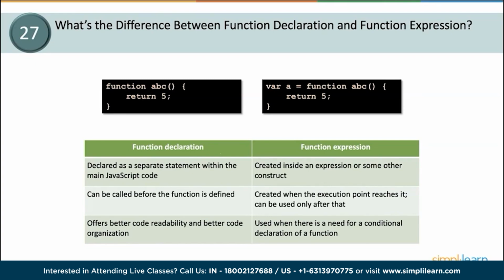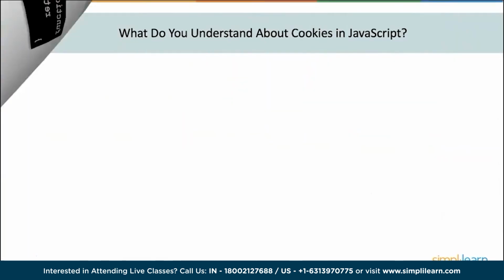Okay, and it is created when the execution point reaches it. Are we clear? And it is used when there is a need for a conditional declaration of a particular function. Now, what do you understand about cookies in JavaScript?